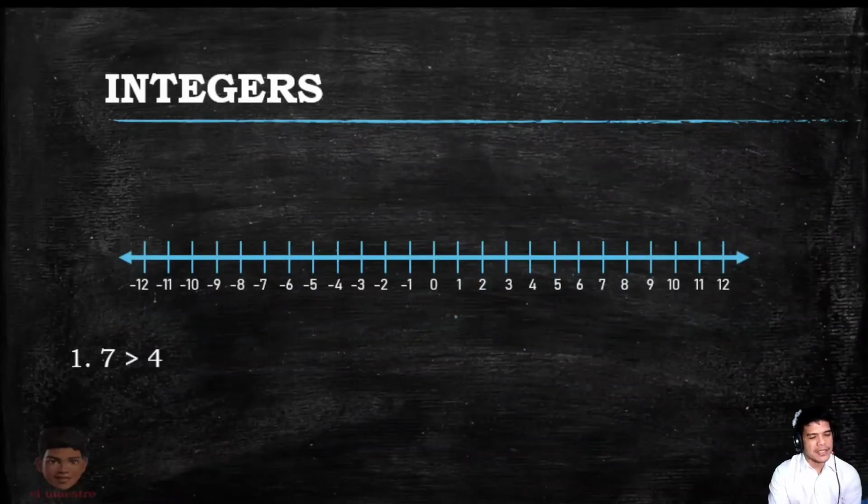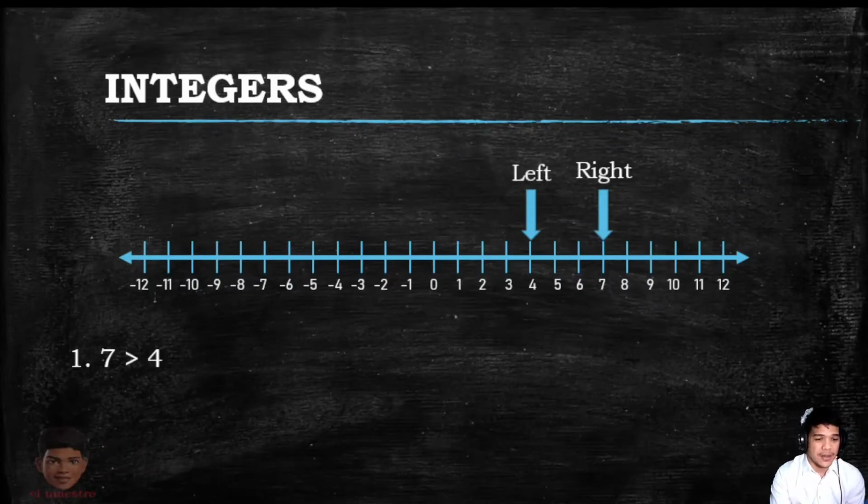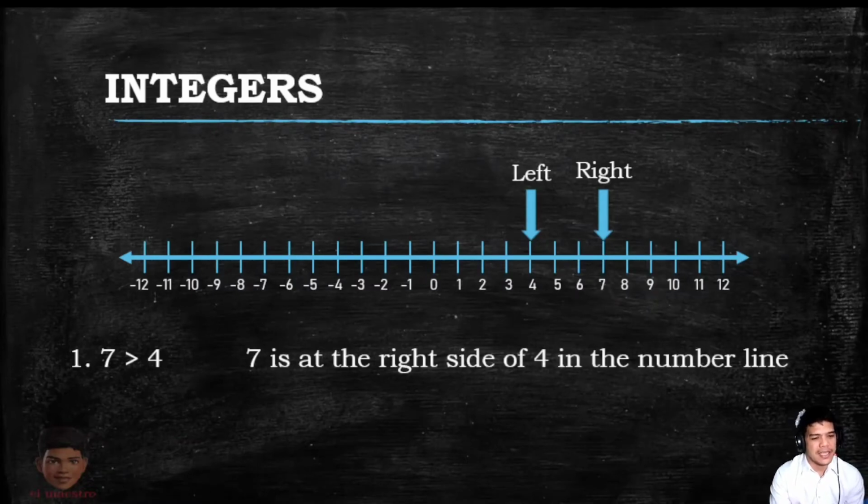Okay? How about this? 7 is greater than 4. We'll know again that 7 is greater than 4. And let's check sa number line if tama ba. So this is 7 and that is 4. Sino yung nasa rightmost? Siyempre 7 and yung nasa left is 4. Thus, 7 is at the right side of 4 in the number line, therefore 7 is greater than 4.